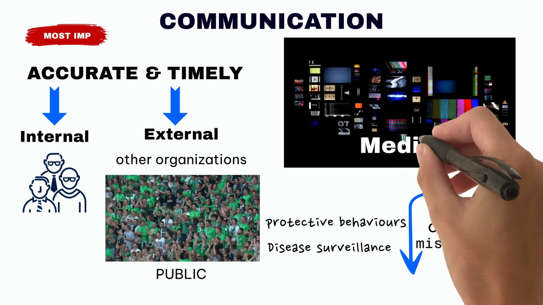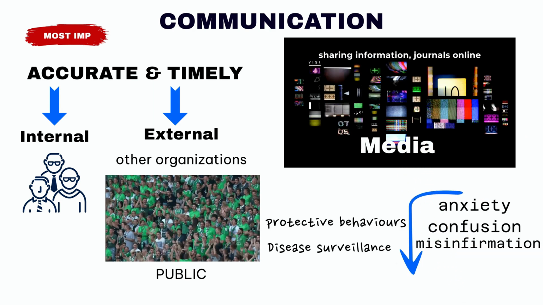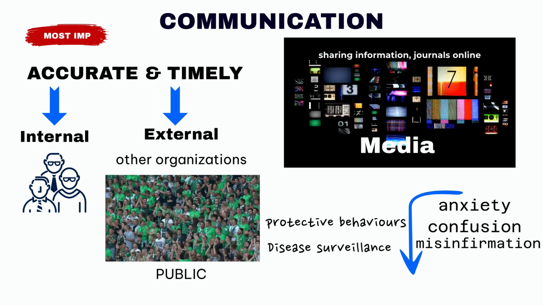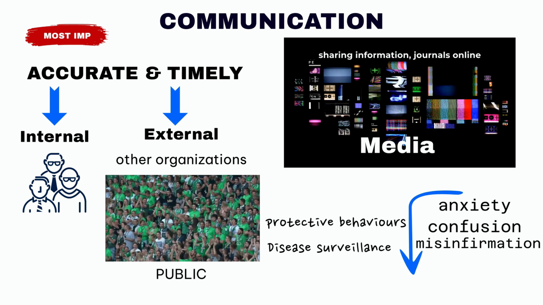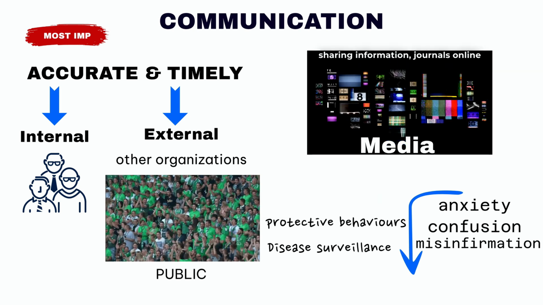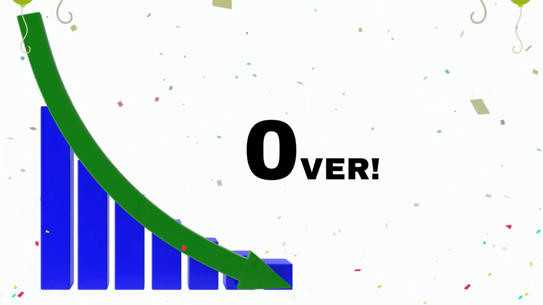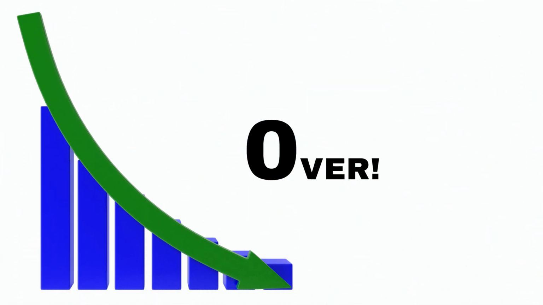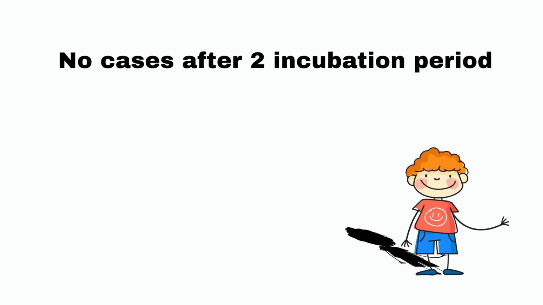The media can be a useful partner and help us with great communication. Sharing information about the outbreak using online forums or scientific journals and describing what measures were taken that were effective and what lessons were learned can help others manage future outbreaks. Finally, once the investigators are satisfied that the outbreak is under control, it must be declared over. For infectious disease, this is usually when there are no cases after 2 incubation periods have passed.